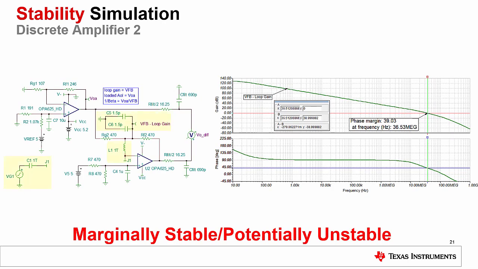Now we break the feedback loop for the second amplifier and see what the phase margin is when the loop gain curve crosses the 0 dB region. At a phase margin of about 39 degrees, we can confirm that the second amplifier is only marginally stable with the potential to become unstable. This second amplifier might need additional changes to the circuit in order to stabilize it.